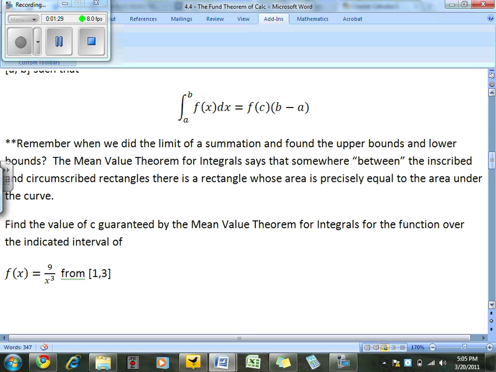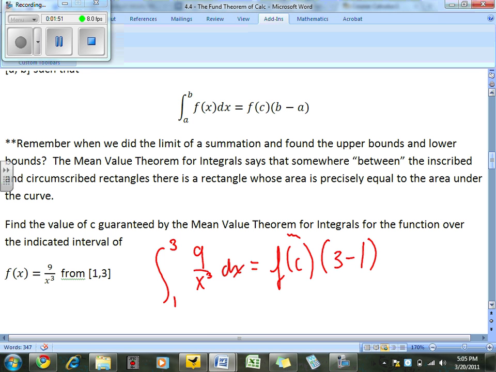It says that if we take the integral from our lower and upper bound, so from 1 to 3 of f of x, so 9 all over x cubed dx, that should equal some value of the function, f of c, times b minus a, so times 3 minus 1, or 2. So first off, we're solving for c. Let's take this integral from 1 to 3. Let's move this up via 9x to the negative 3.